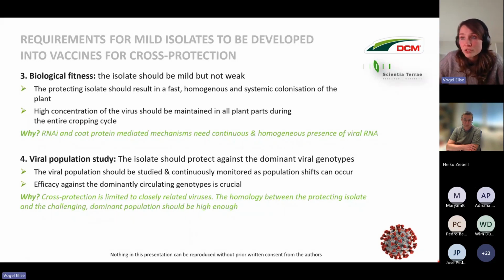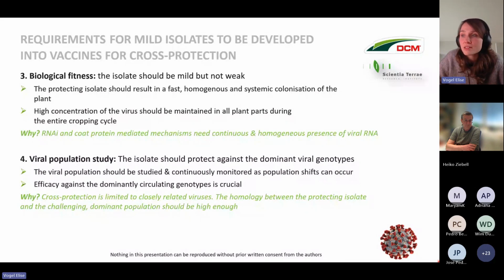Then lastly, of course, viral population study. What this means is your isolate should protect against dominant viral genotypes. So again, you need to be aware of the situation in which you are applying your mild isolate. What viruses are present? What other isolates, what other genotypes are present? And will my isolate actually protect against the other genotypes that are present? Am I applying the correct strategy for the virus that could be threatening my crop?